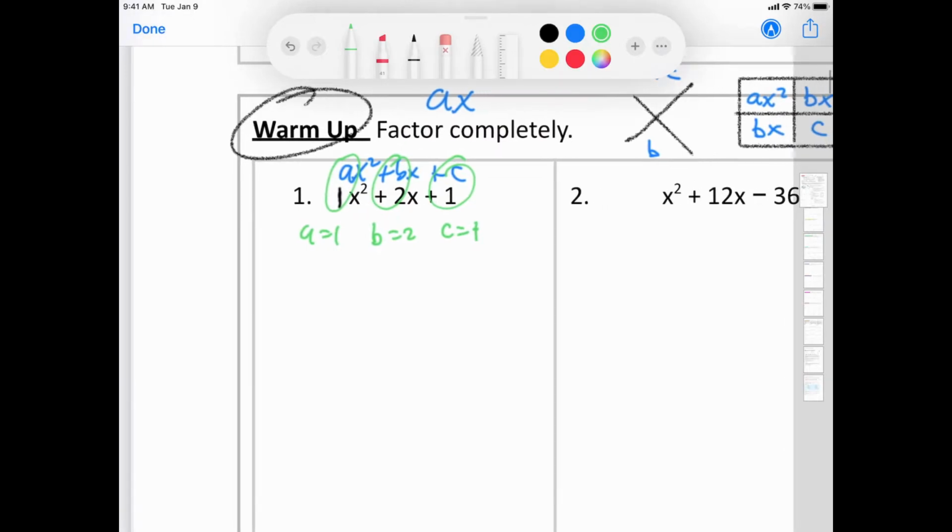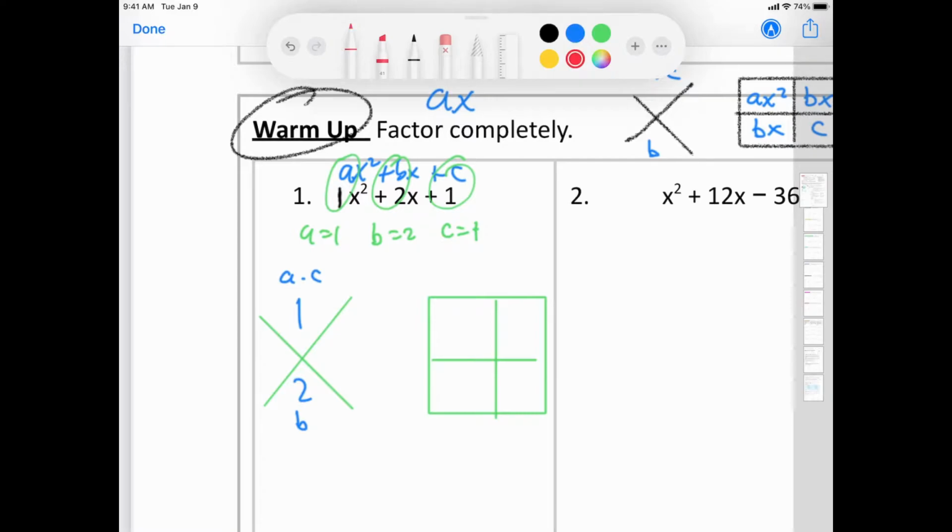So now I'll use my X box. A times C is 1 times 1, which is 1. My B value is 2. Two numbers that multiply to be 1 but add to be 2 are 1 and 1. This is splitting the middle term, so I'm going to add an x here, and those go in the bottom left and top right, always. The A term always goes here, and then the C term goes here at the bottom.